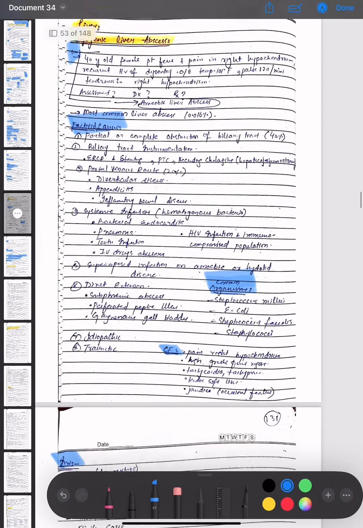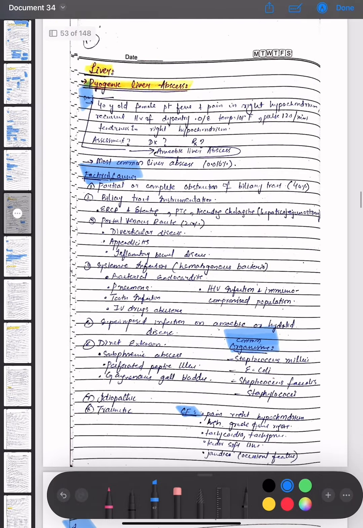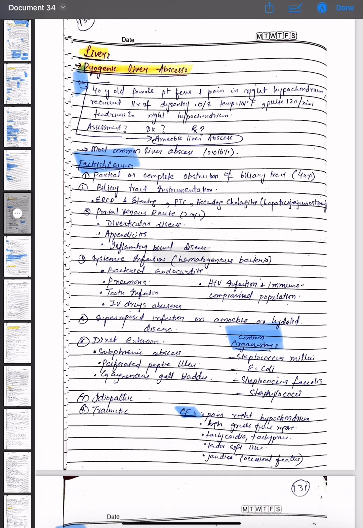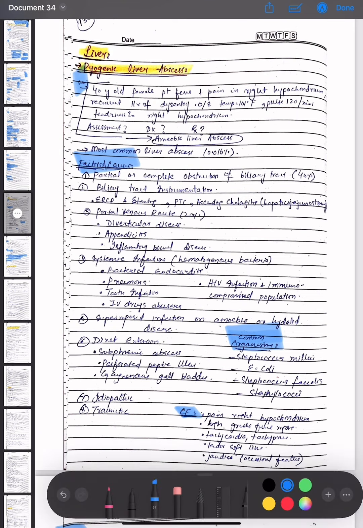In the liver, we have discussed the pyogenic liver abscess, where the patient is 40 years old, has pain in the right hypochondrium and a recurrent history of dysentery. On examination, there is fever, tachycardia, and tenderness in the right hypochondrium. So what are the causes?